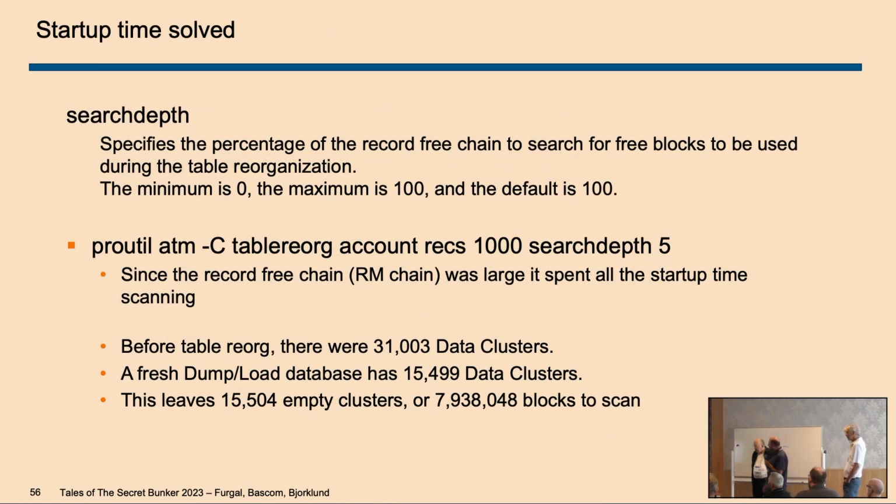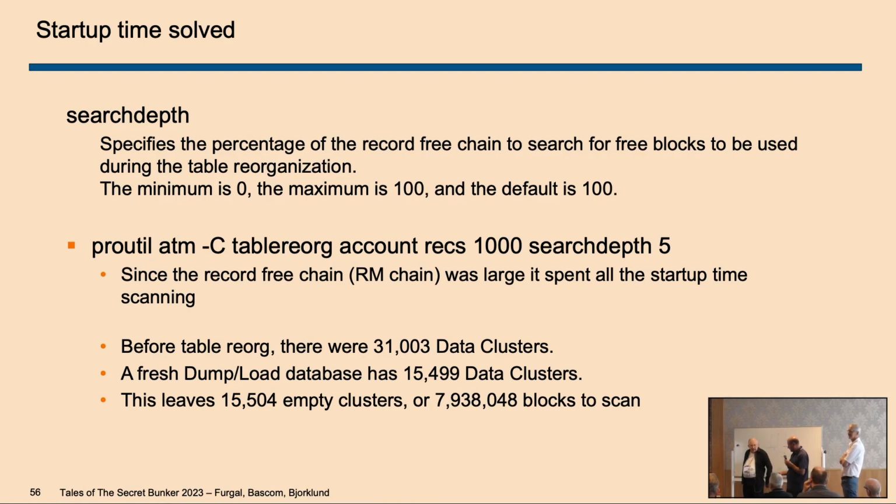Here's what it says, again from the documentation: specifies the percentage of the record-free chain to search for free blocks to be used during the table reorganization. Minimum is 0, maximum is 100, and the default's 100, which doesn't seem like a good value. It took 2 hours to read through the entire RM chain, so that was not the right thing to do. So we did recs at 1,000, search depth at 5, so that's 5%. And it didn't take 2 hours. It took about 2 minutes to start.